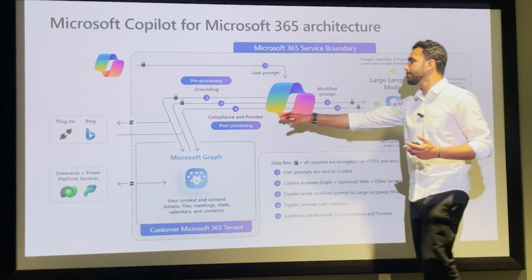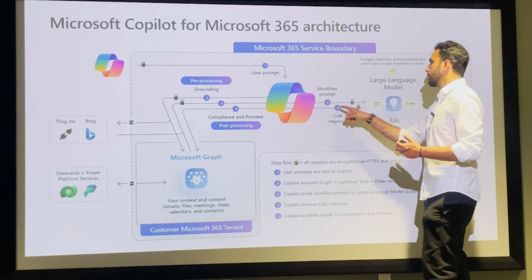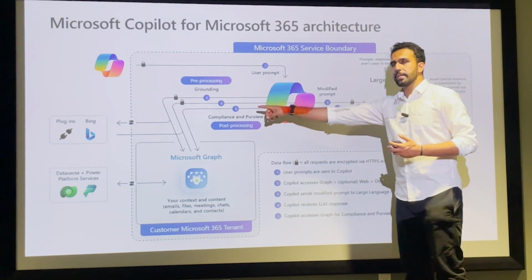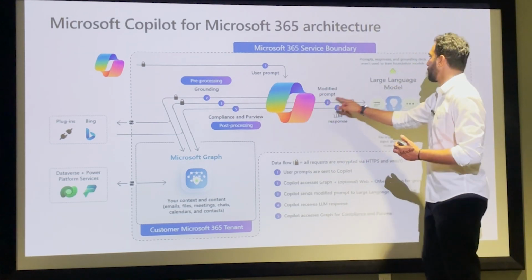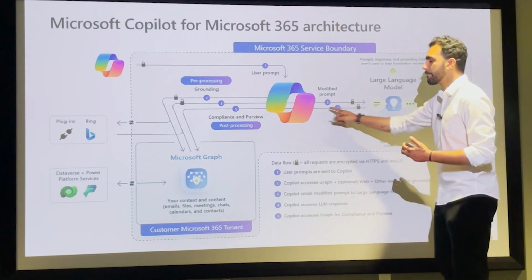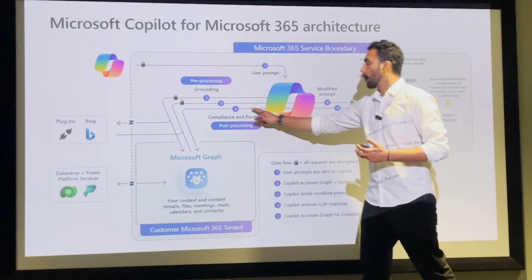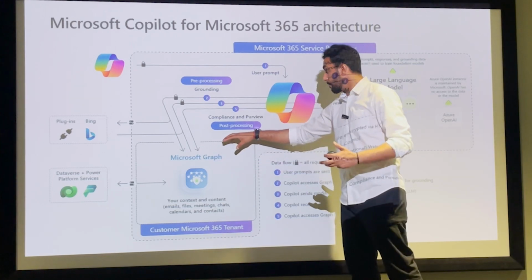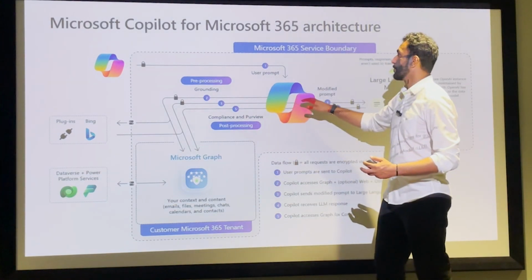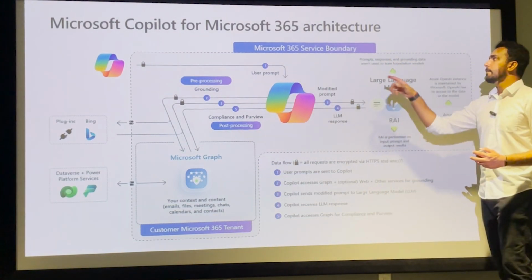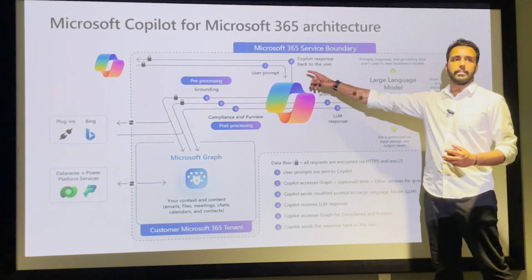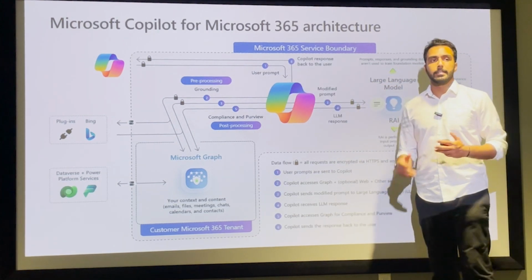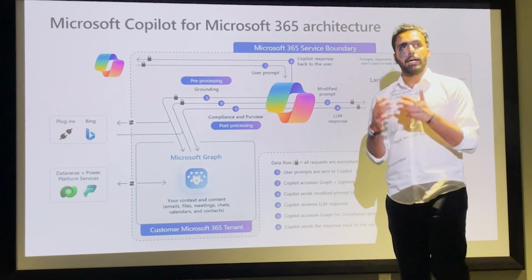And once this decision is made, user makes a prompt. The prompt goes for grounding. Grounding happens. A modified prompt is sent to the LLM. LLM gives a response back to the orchestrator. Orchestrator sends it to the Microsoft Graph for compliance and Purview. And then once compliance and Purview is done, finally, the user is going to get the response back from Copilot that, hey, this is what you asked for and this is the information.